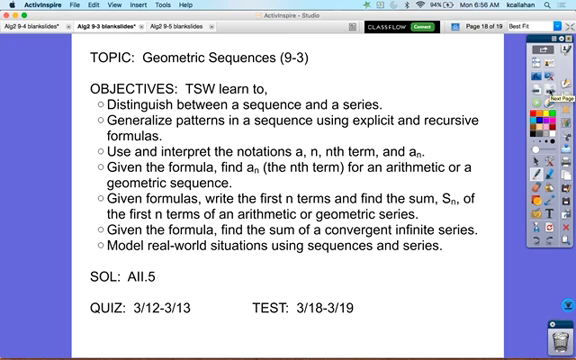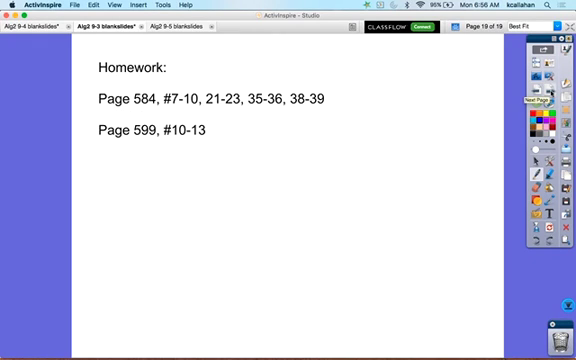And that is, at least, geometric sequence. It's the first part of geometric series. That's why there'll be 2 pages of homework. And next class we'll finish with the most important part, which is infinite geometric series. That's the homework.